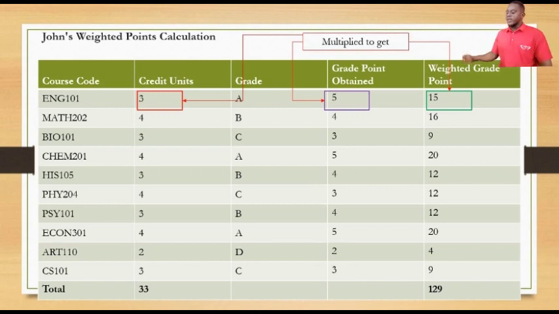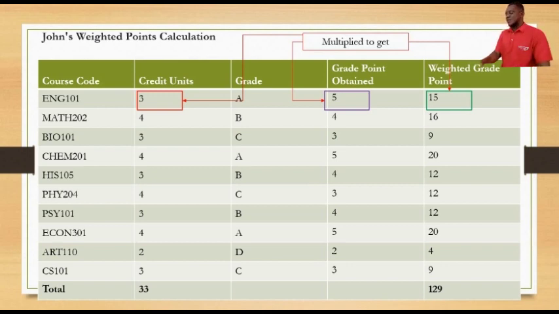So, to finally arrive at the GPA for this young man called John for the semester, we need to note that the total semester credits were 33, and the weighted grade points obtained were 129. Hence, the semester GPA is the total weighted grade points divided by the total semester credit units. That is 129 divided by 33. And if you punch it into your calculator, what you get is 3.91.